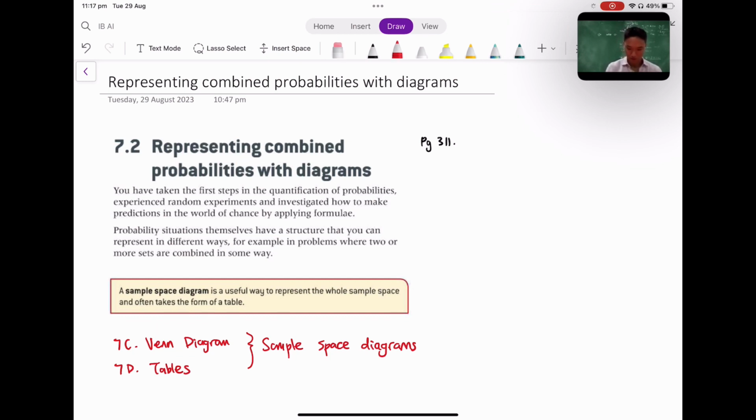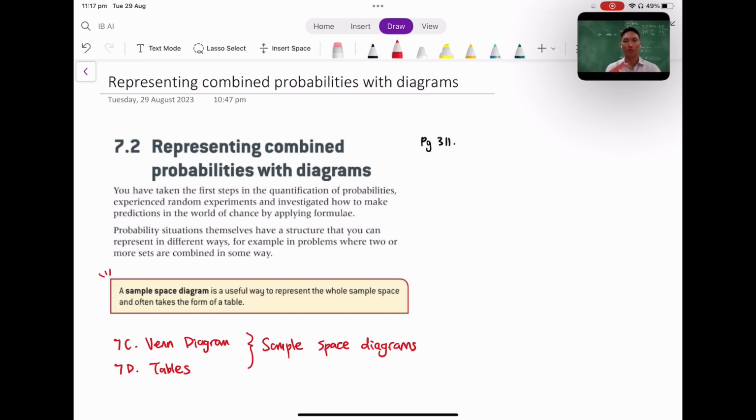It reads, the sample space diagram is a useful way to represent the whole sample space and often takes the form of a table. And we know what a sample space is. Sample space is all the possible options there are. And we know what an event is. An event is what makes a specific statement true.